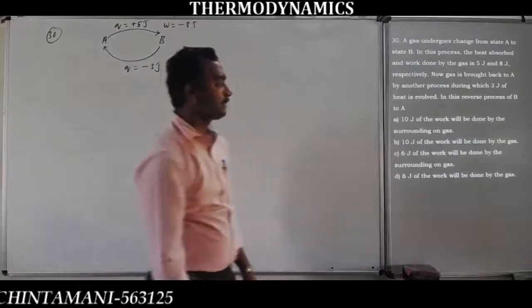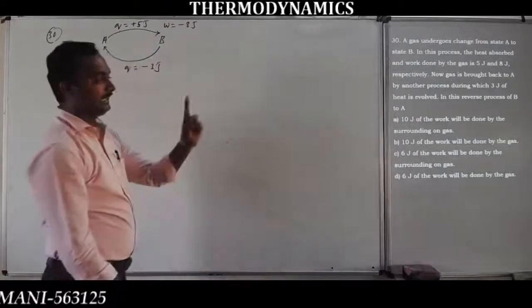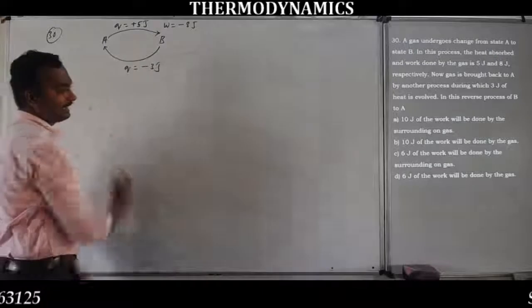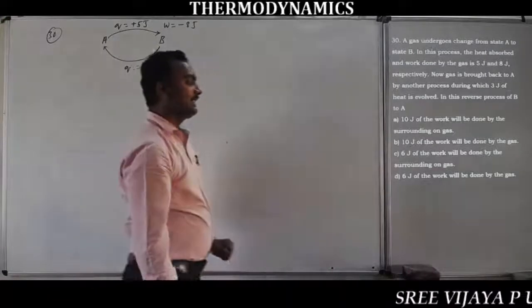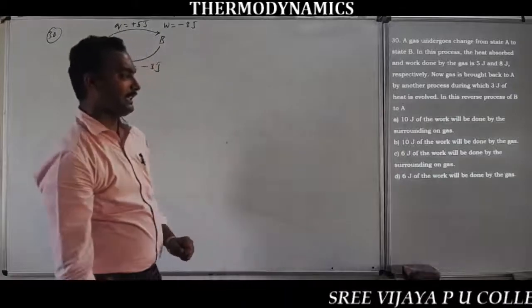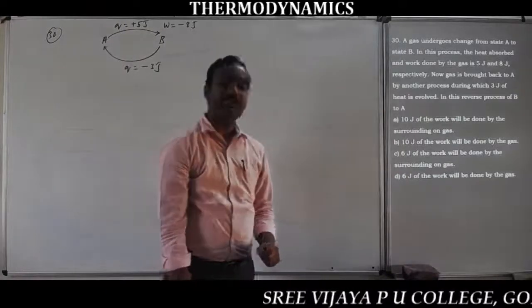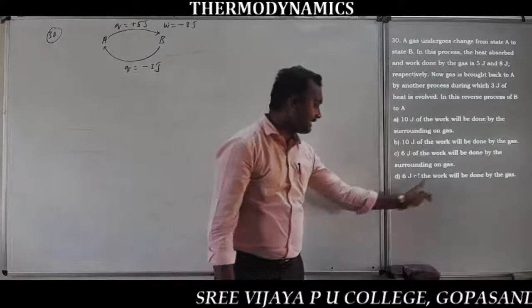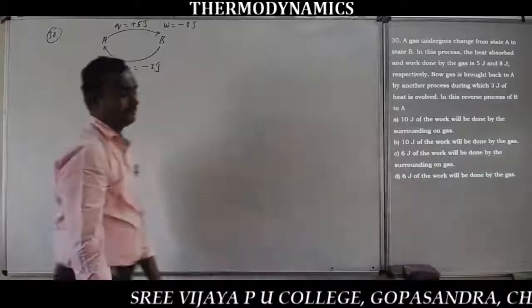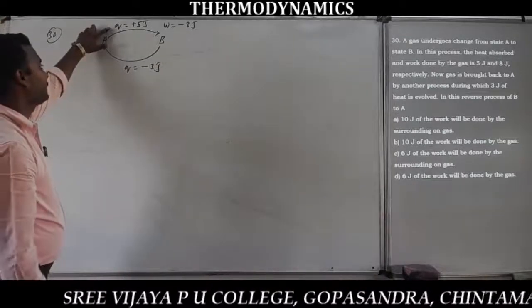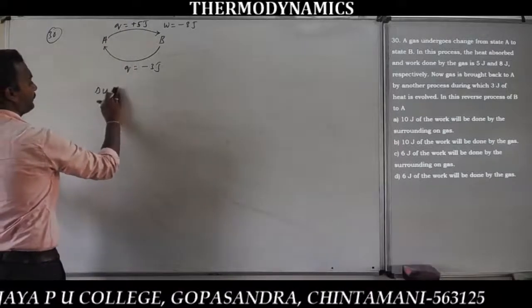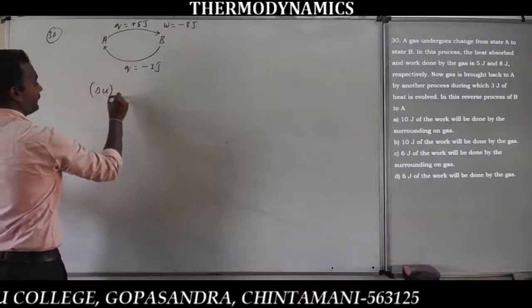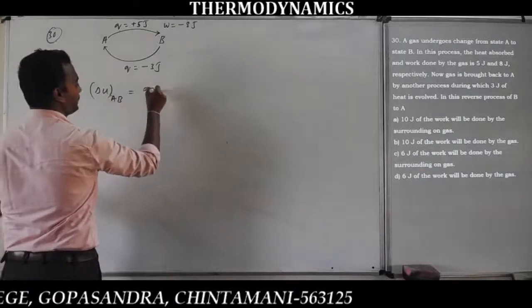In this reverse process of B to A, they are saying what happens: 10 joule of work will be done by the surroundings on the gas and 10 joule of work will be done by the gas; 6 joule of work will be done by the surroundings on the gas and 6 joule of work will be done by the gas. So first, find out delta U. Delta U for state A to B is equal to Q plus W.